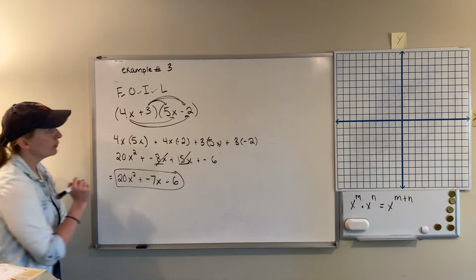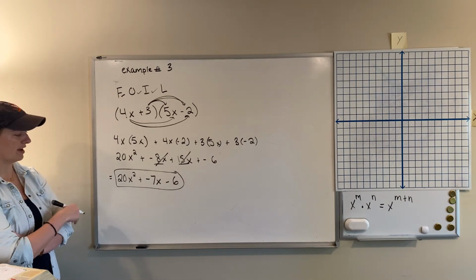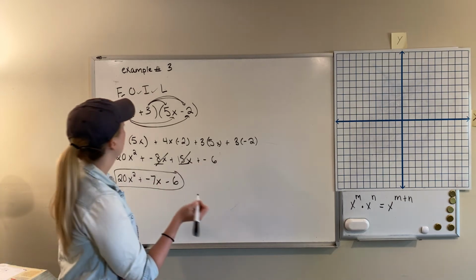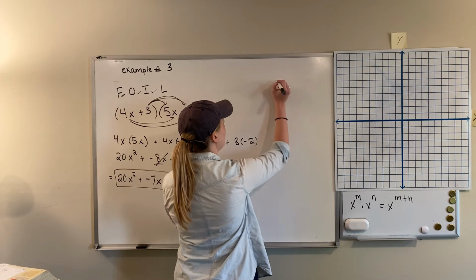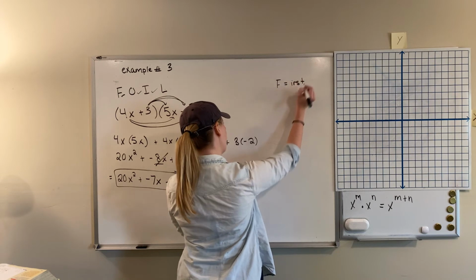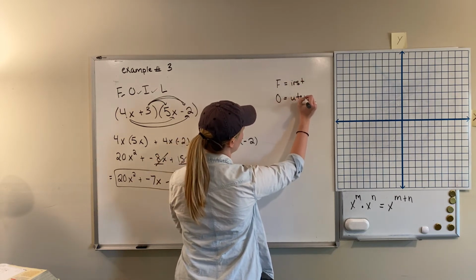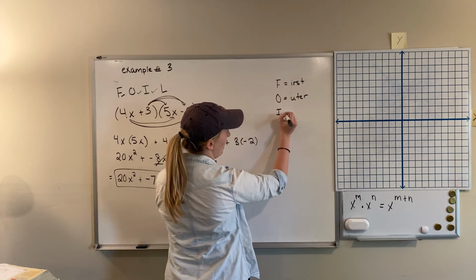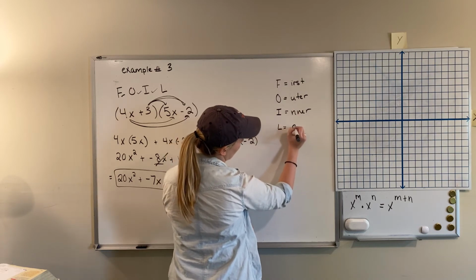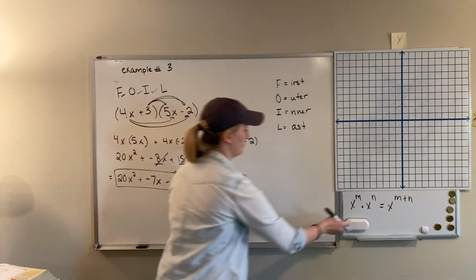We have used FOIL to multiply through the distributive property everything and simplify our expression to 20x squared plus negative 7x minus 6. We'll do another example. And just remember, FOIL means first terms get multiplied. O, outer terms get multiplied. I, inner terms get multiplied. L means our last terms get multiplied. So it's just a handy acronym.